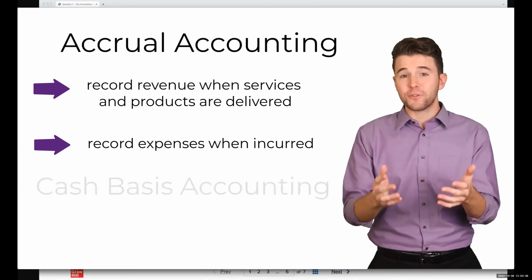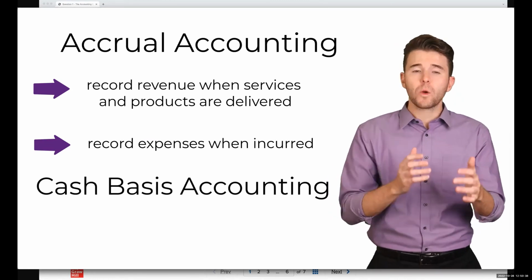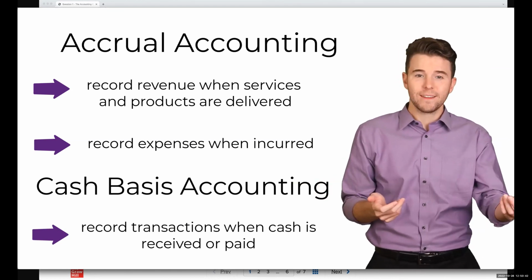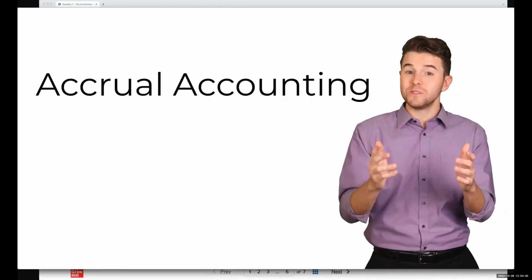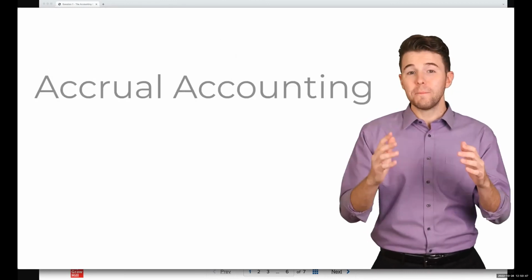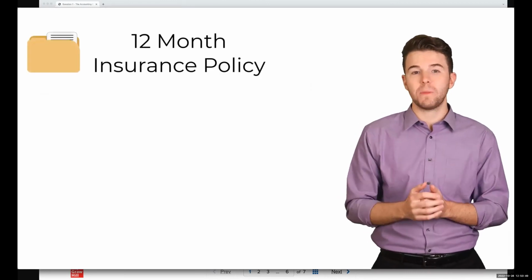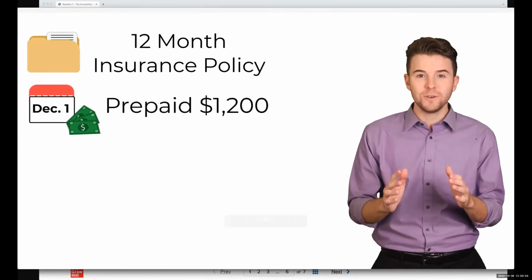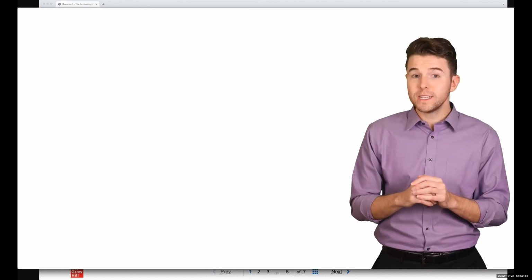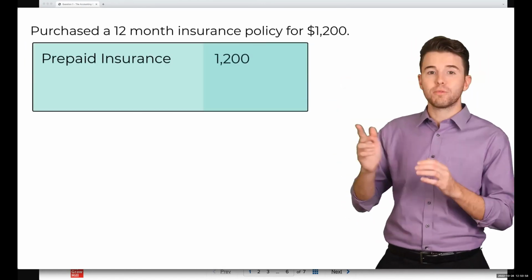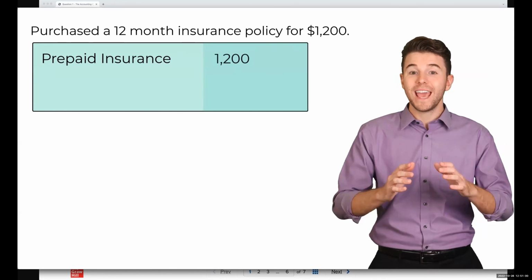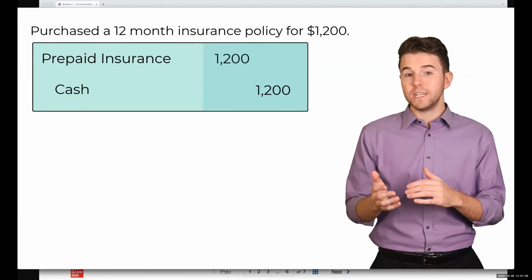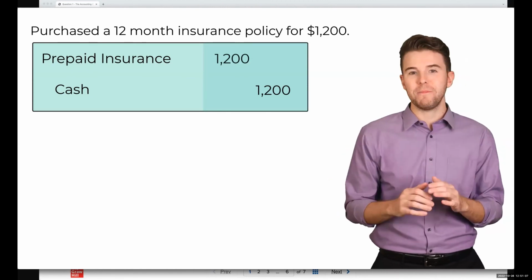This is different from cash basis accounting, where we just record transactions when cash is received or paid. Let's run through some examples using accrual accounting. A company purchases a 12-month insurance policy on December 1st by prepaying $1,200 cash. To record this entry, we debit prepaid insurance for $1,200 and credit cash for $1,200. We debit prepaid insurance to increase that prepaid asset.